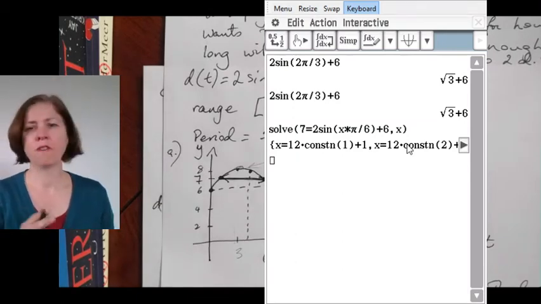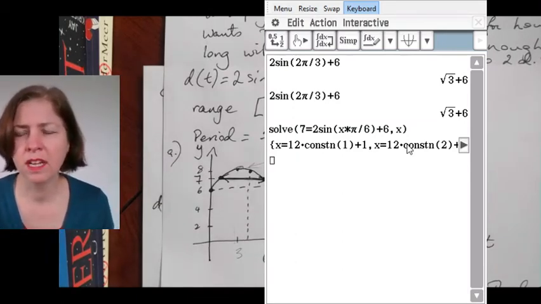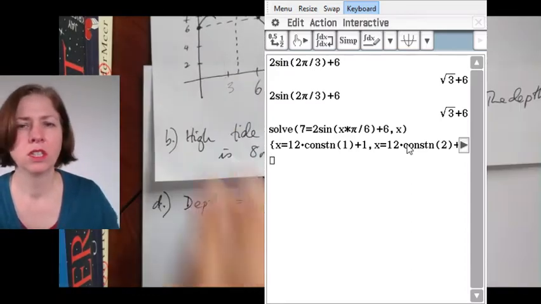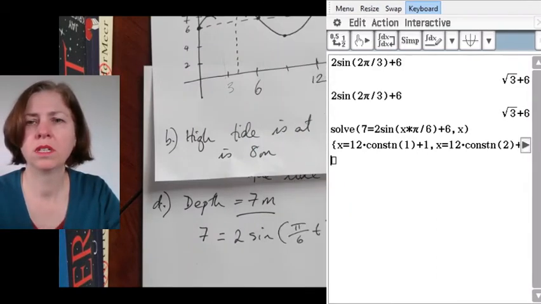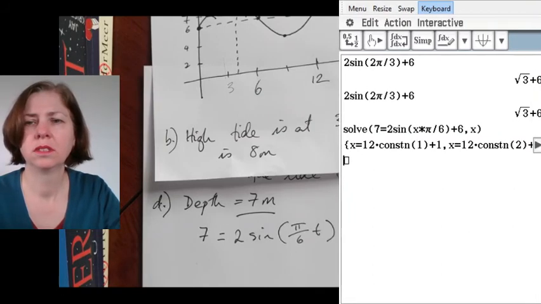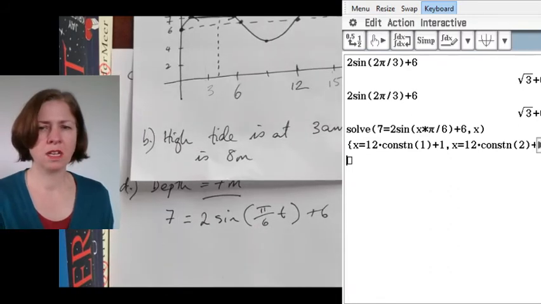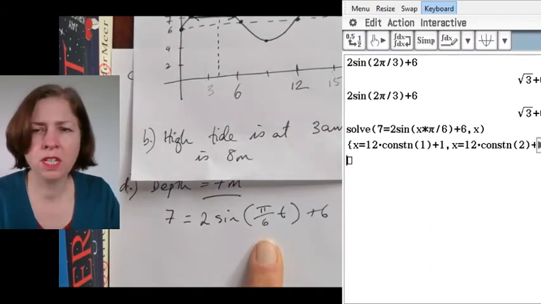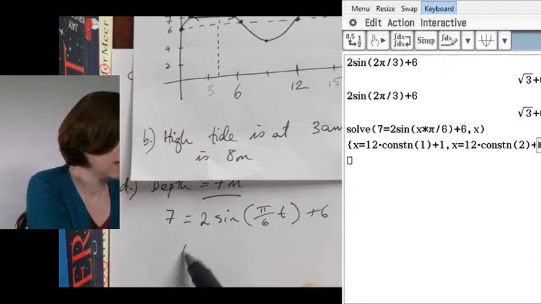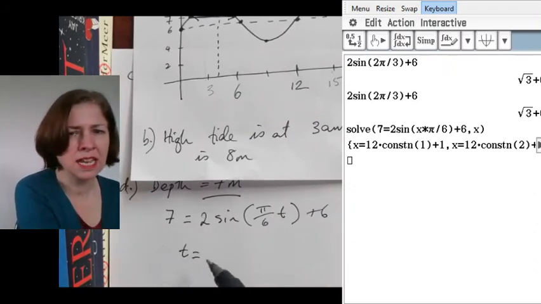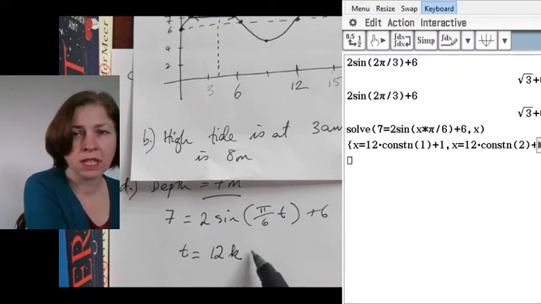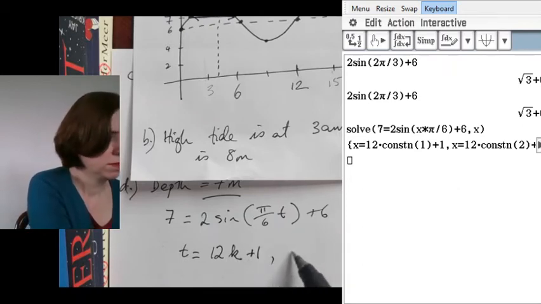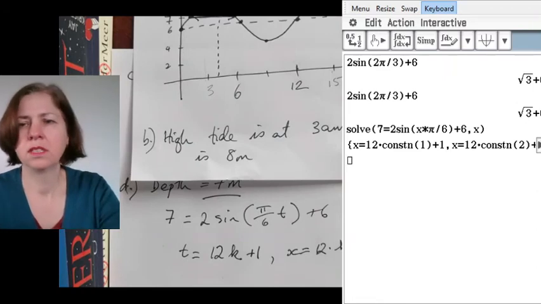So let's look at the solution that I've got for solving 7 equals 2 sine times x pi on 6, which is, see if I can move this a bit. There we go. And if I shift that, you can see that. That's what I've solved. I've put that equation, and this is what CAS is giving me. And remember, I'm not jotting down an x, I'm jotting down a t. T equals 12 times a constant, I'm just going to pop in a k there, plus 1. Or x equals 12 times another constant.